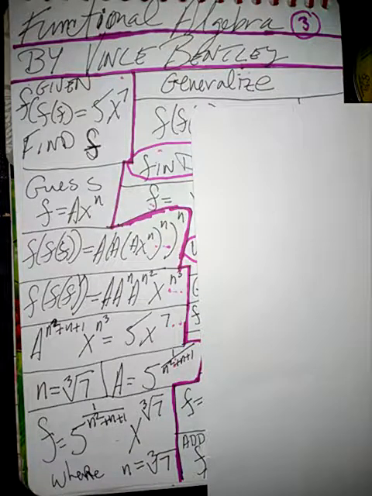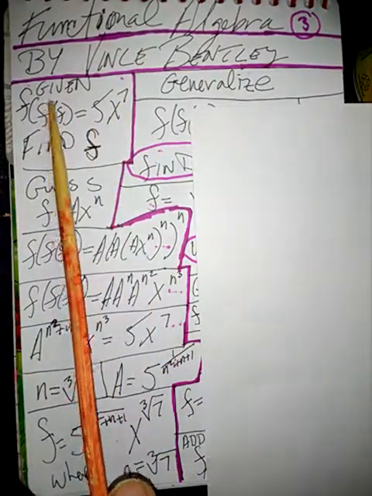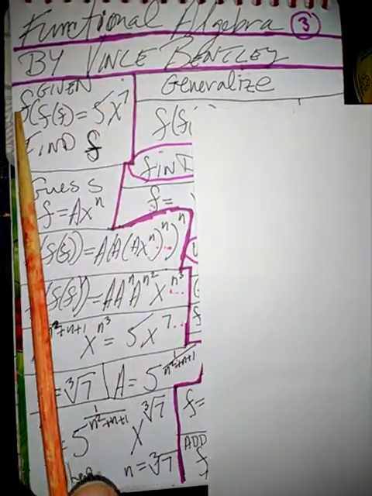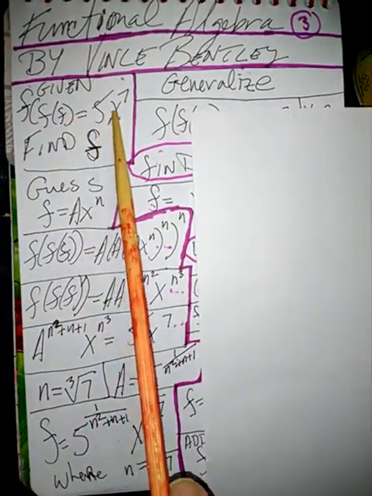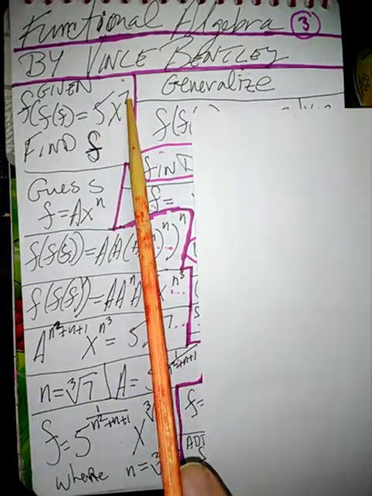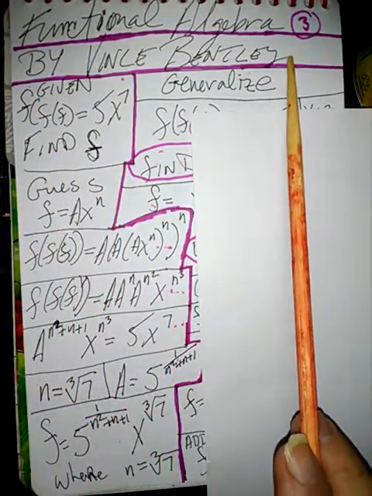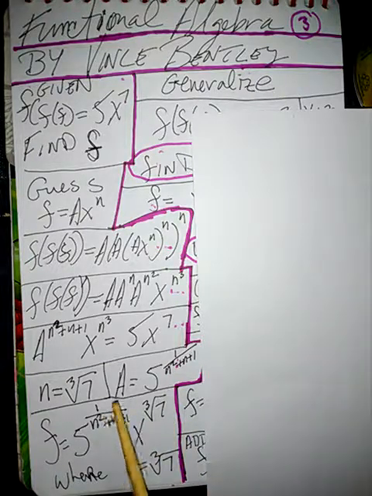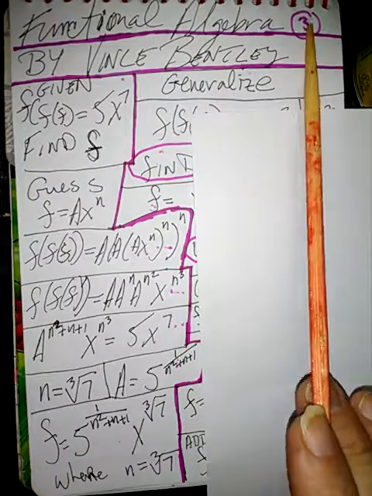Okie dokie, today we've got the third lecture on functional algebra. So let's take a look at this equation here. Last time we only had f of f equal to this. This time we're going to have three f's. f of f of f will equal 5x to the 7. We need to find out who f is. Look at my previous lectures if you want to try some simpler equations. We're going to get more and more complicated as this number gets bigger right here.